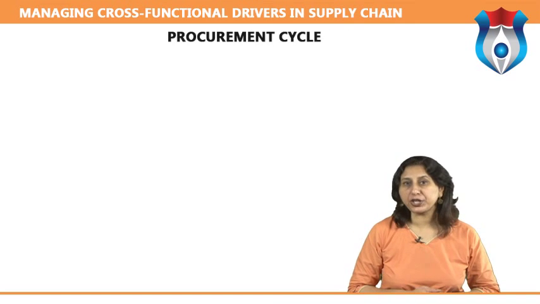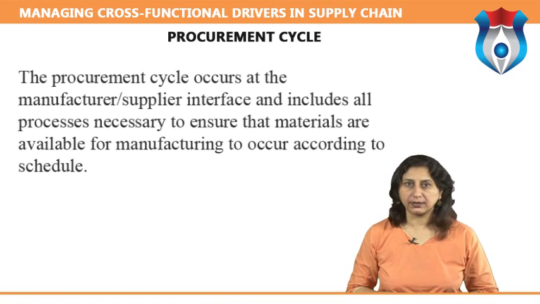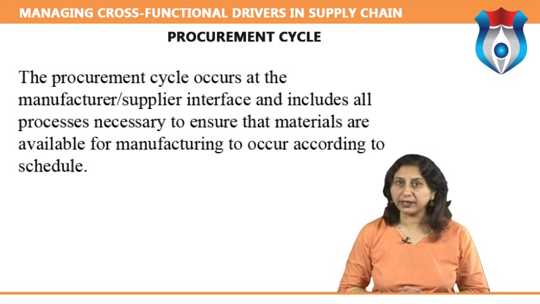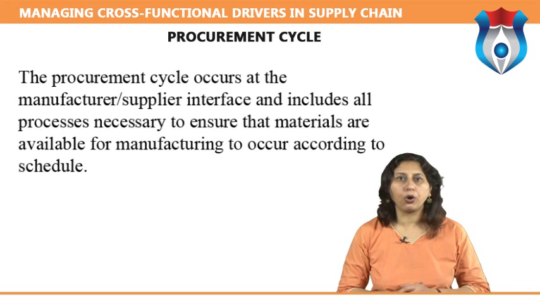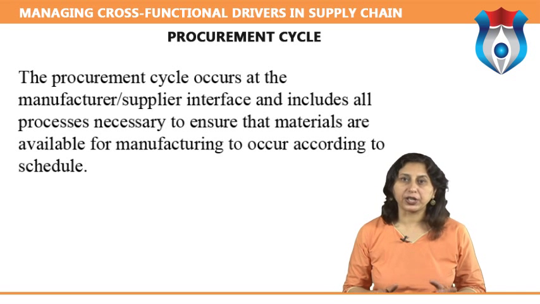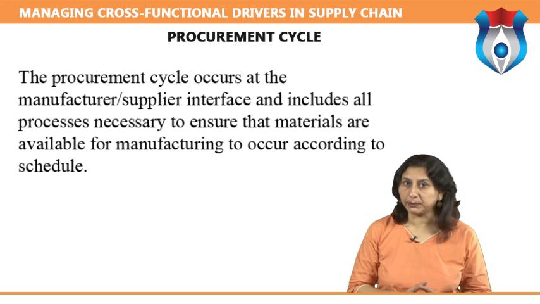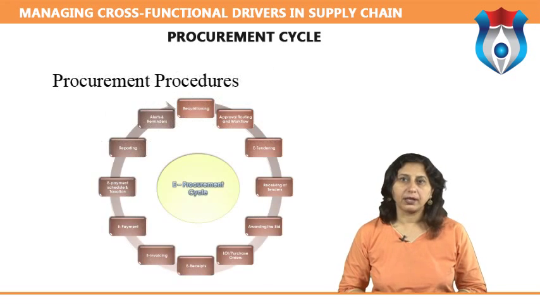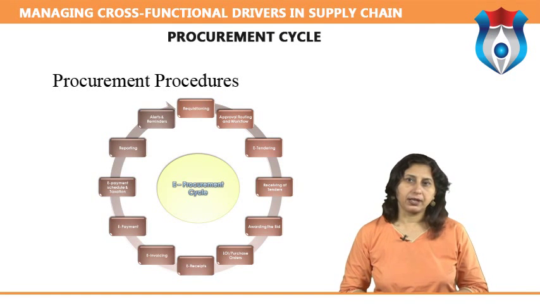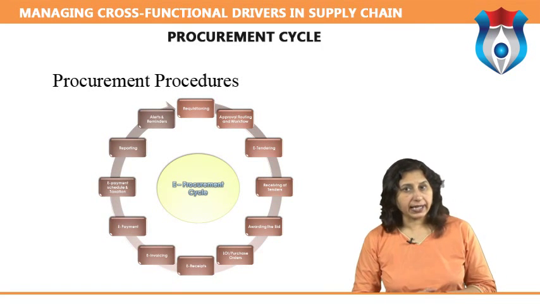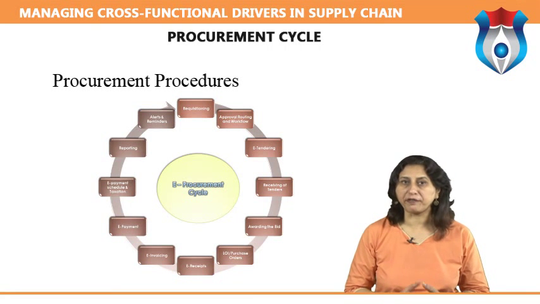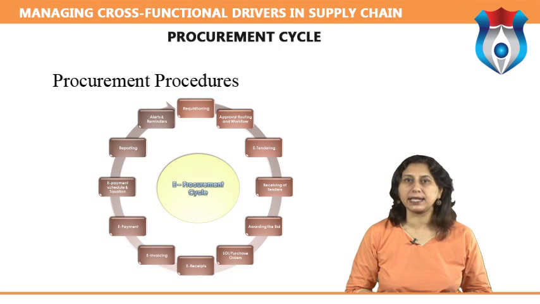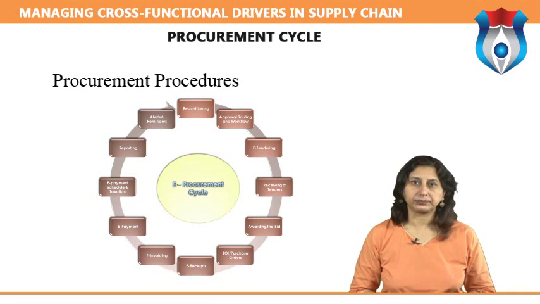Now coming to our next topic, procurement cycle. The procurement cycle occurs at the manufacturer-supplier interface and includes all processes necessary to ensure that materials are available for manufacturing to occur according to schedule. Procurement procedures. Procurement procedures detail the practical day-to-day job of implementing and supporting the institution's procurement policy and procurement strategy.